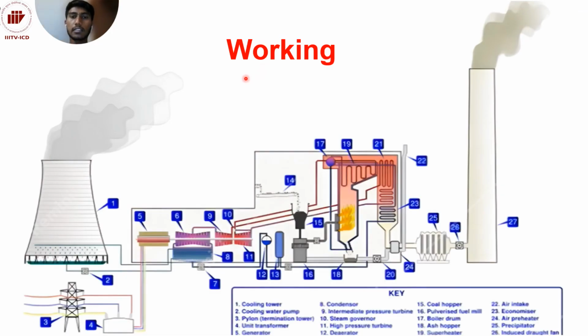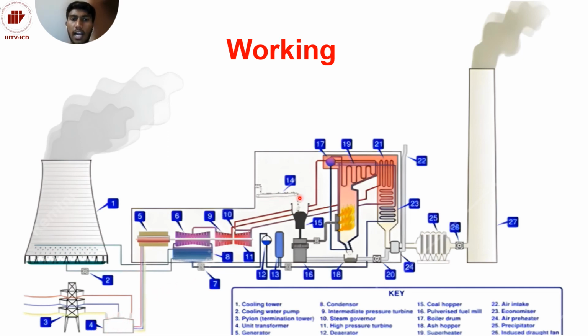And now let us see the working procedure of a thermal power plant. So here this is the boiler, and this is the generator, and these are the turbines. This is the high pressure turbine, intermediate pressure turbine, and low pressure turbine. This is the powerhouse. The generated power will be stored here.